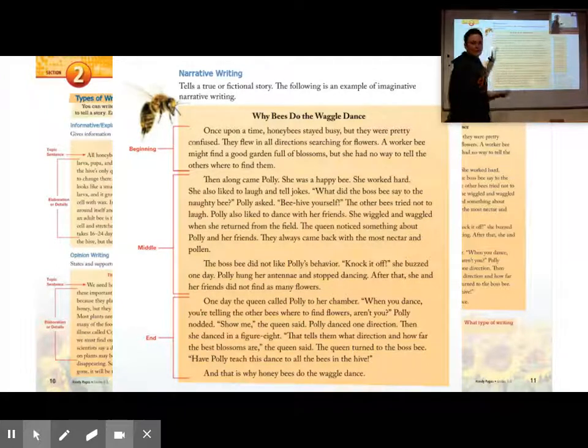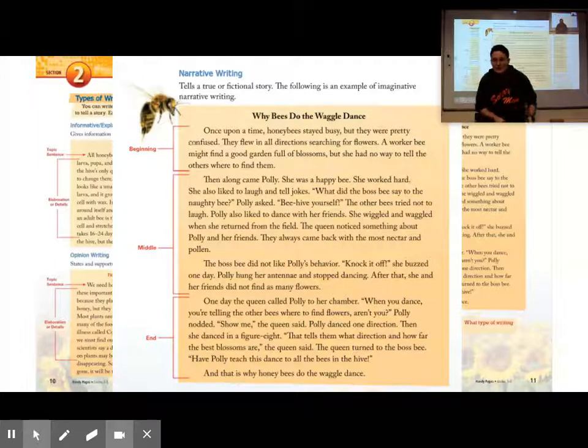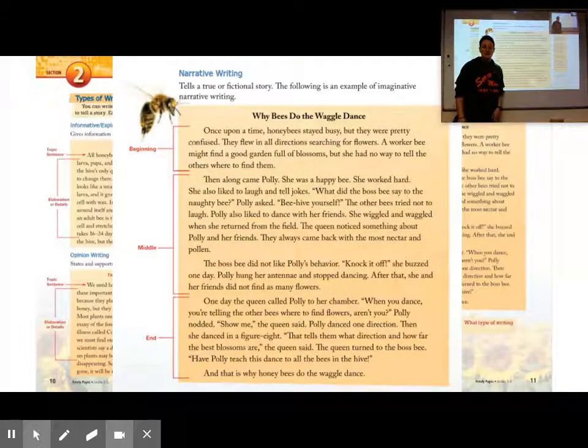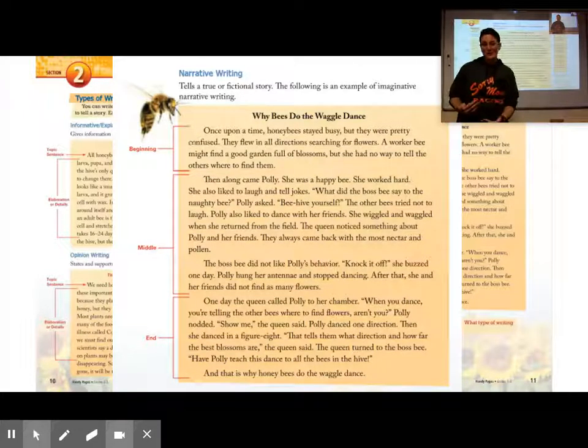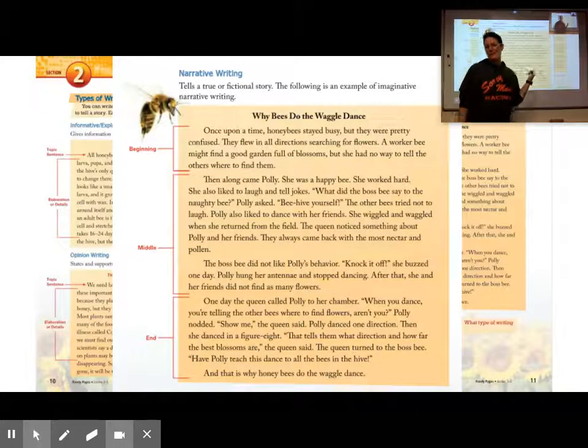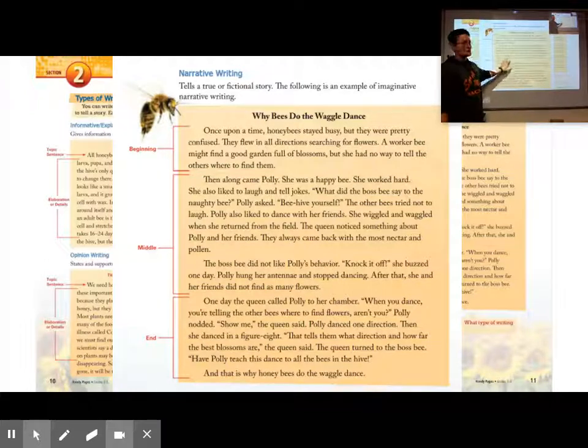This is narrative. It's imaginative. It could be true. Bees could fly in a certain pattern, right, to teach each other where to find the best pollen or the best flowers or the best blossoms, as they said. But this is really make-believe because these bees are having a full-on conversation in English. And maybe bees do talk to each other or to themselves. Who knows? I talk to myself all the time. But chances are they're probably communicating in some other way other than English, which is what we see here. I don't know if they speak English, but maybe. Anyway, this is a made-up narrative story.